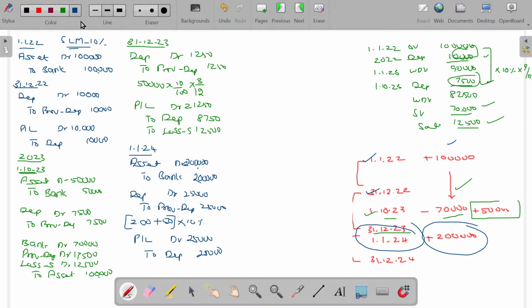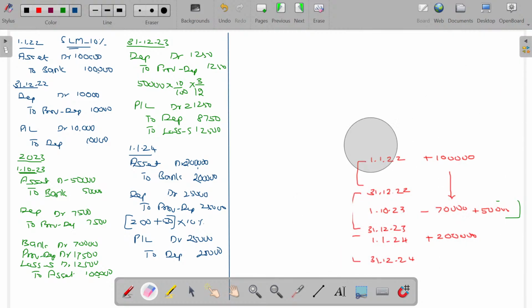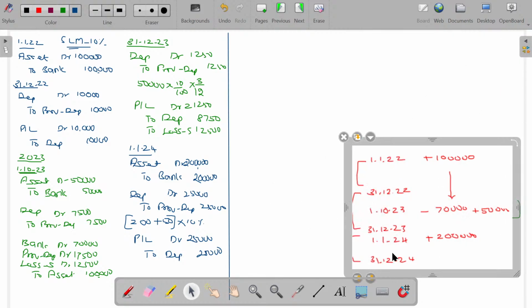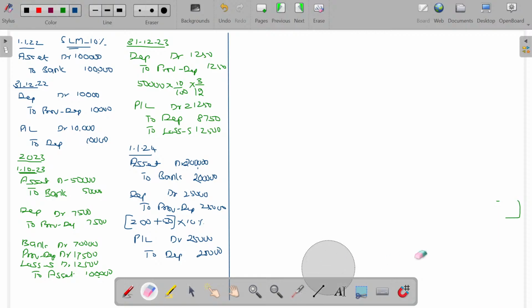Now we can prepare the ledgers. Clear? Now, ledger preparations.